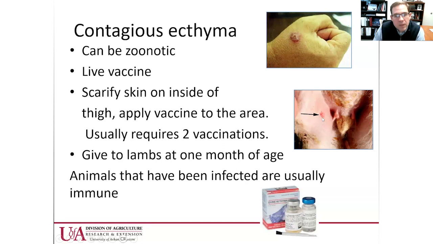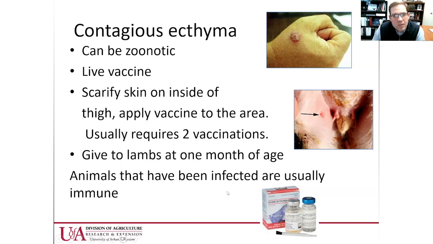And what happens is the lamb gets a very localized lesion, and it'll go through those same stages of being blister-like and ulcer and then scab over, like we were talking about what you might see on their mouth. But it only occurs right there on the inside of the thigh. And then they won't get the generalized form of the disease. They won't have it on their lips and nose and go off feed and that sort of thing.